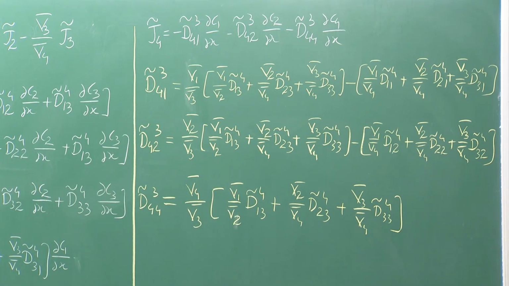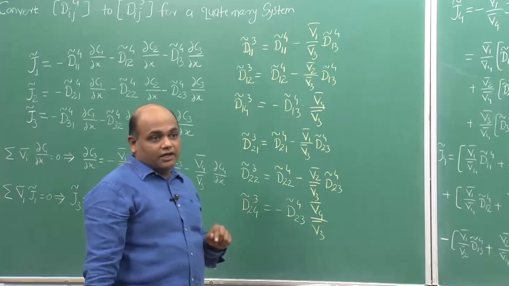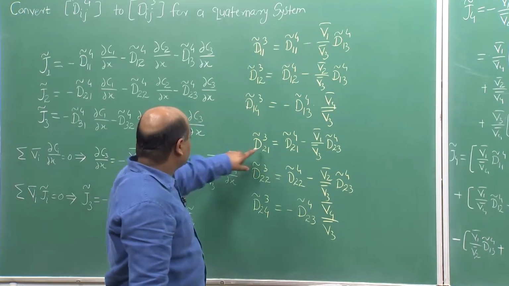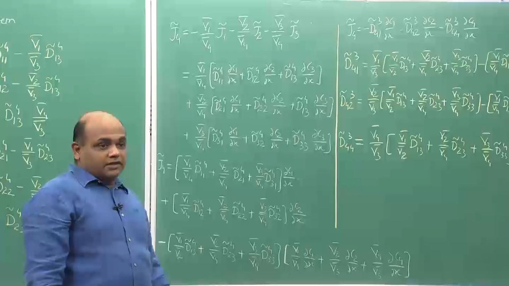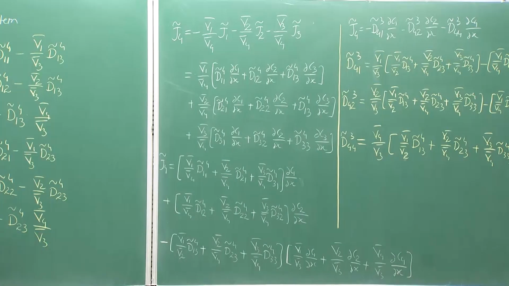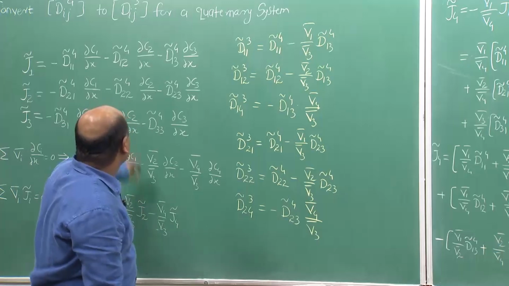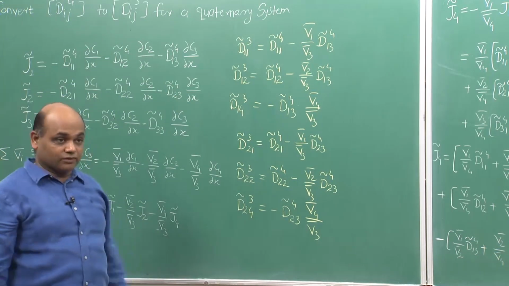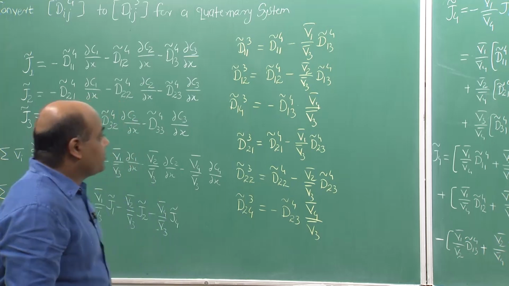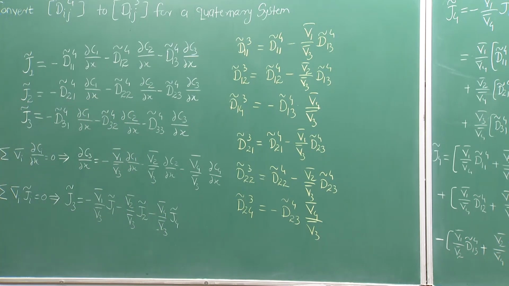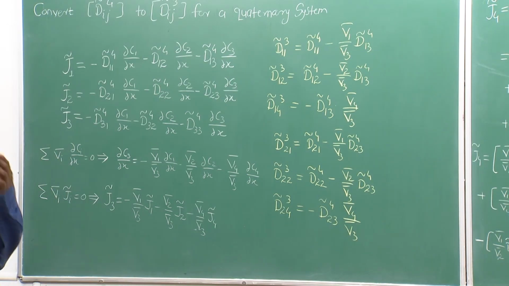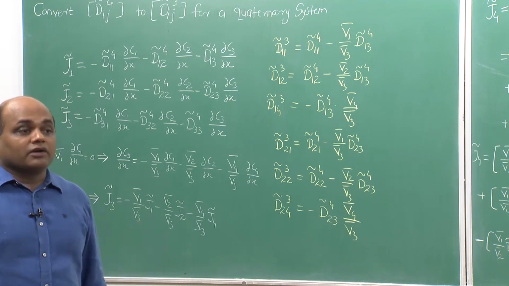So, this way now we have obtained 9 interdiffusion coefficients with respect to 3 as dependent component, that is Dij tilde 3, in terms of interdiffusion coefficients with respect to 4 as a dependent component. So, we have obtained Dij tilde 3 in terms of Dij tilde 4. Similarly, we can make other conversions, if we want to use component 2 as dependent component, for example, we follow the similar steps and we can convert one set of interdiffusion coefficients into another.